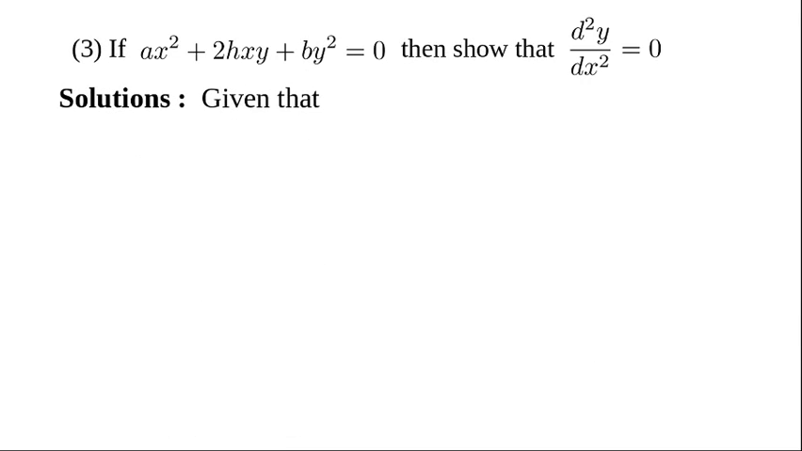If ax square plus 2hxy plus by square equal to 0, then show that d square y by dx square equal to 0. It's a typical problem.